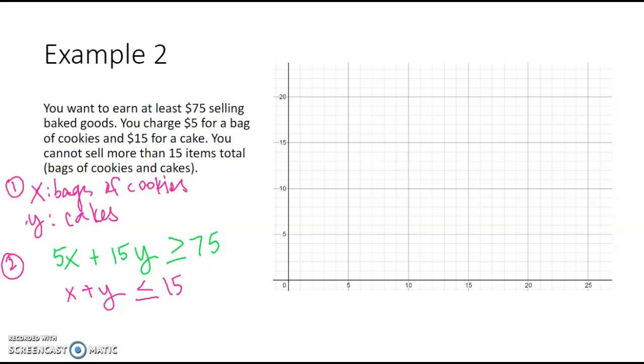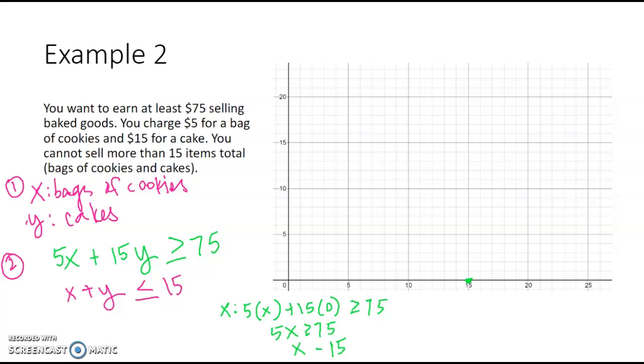So let's start with our green inequality, 5x plus 15y is greater than or equal to 75. So if I were to graph this, first, I could figure out what my two intercepts are. To figure out my x-intercept, I can plug in 0 for y. So I would say 5 times x plus 15 times 0 is greater than or equal to 75. I get that 5x is greater than or equal to 75. So my x-intercept is going to be at the ordered pair 15, 0.